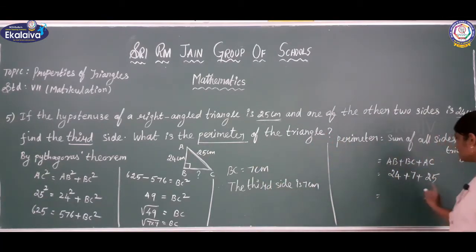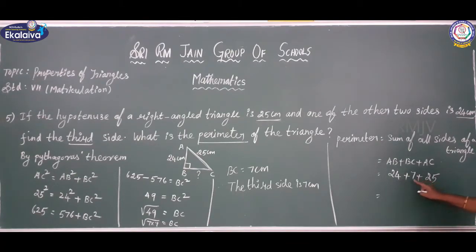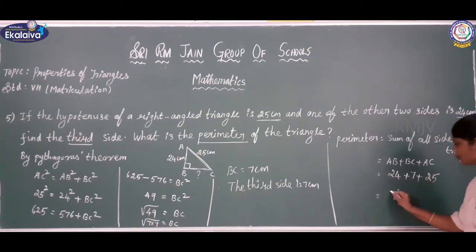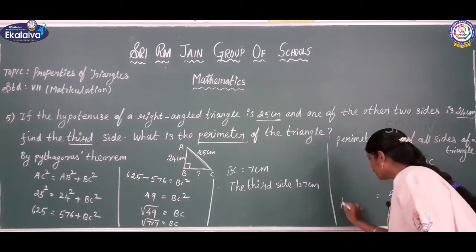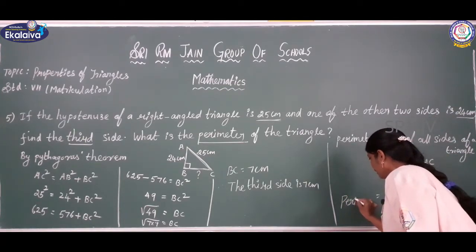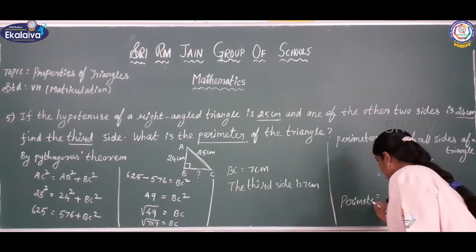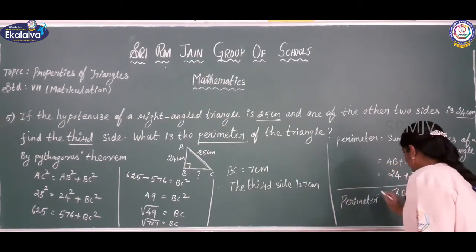Now you add it. First add the ones digit. 5 plus 7 is 12. 12 plus 4 is 16. 6 remaining, carry 1. 1 plus 2 is 3. 3 plus 2 is 5. 56 centimeter. So perimeter of the triangle equal to 56 centimeter.